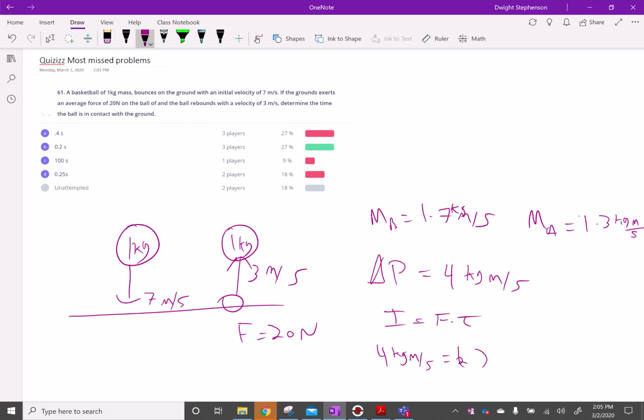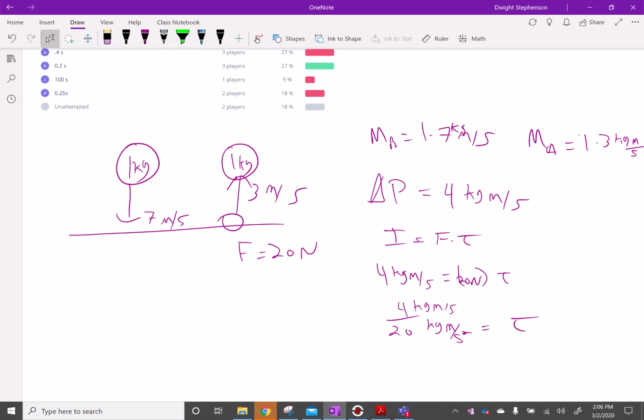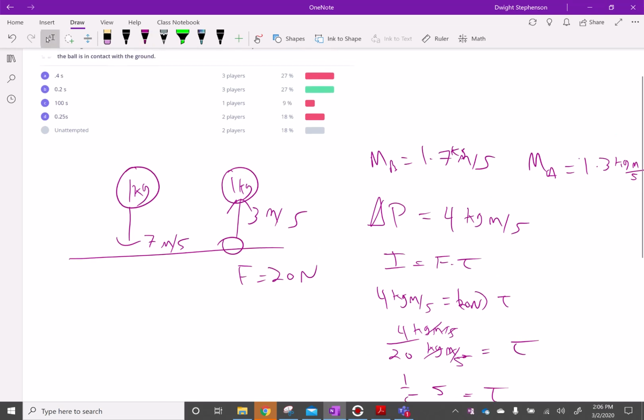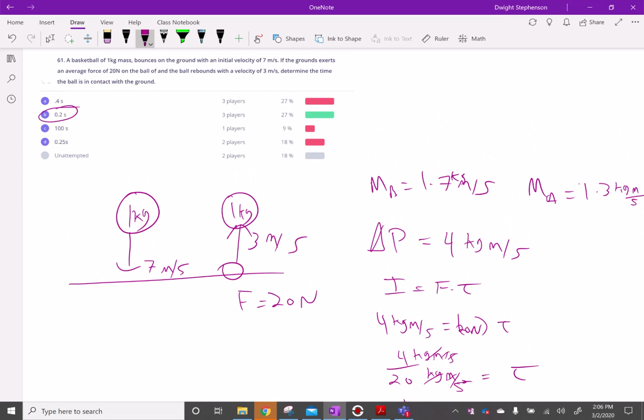We were given that the force was 20 newtons, and what we want to know is how long it was in contact. So we have this equation. We would divide both sides by 20 kilogram meters per second over newtons, which are kilogram meters per second squared. And if you simplify this out, you're going to get 1/5 second, right? Because the kilograms cancel, the meters cancel, one second cancels, and the other second comes to the top. And so you have 1/5 of a second, which is the same as 0.2 seconds. All right, so that's that one.